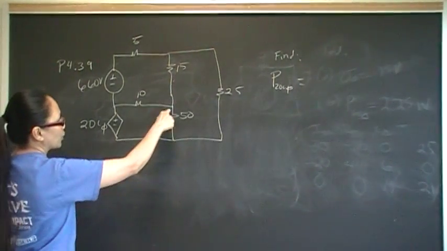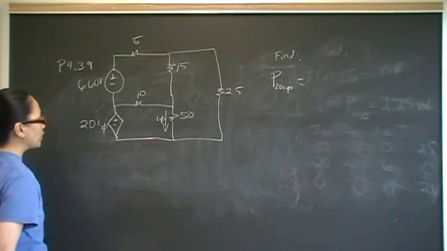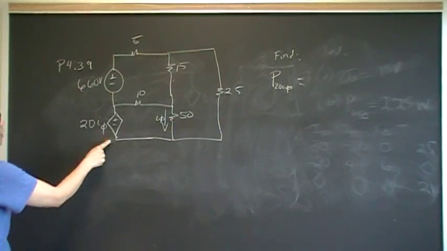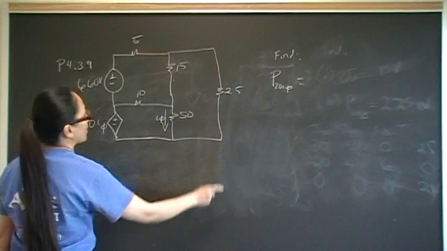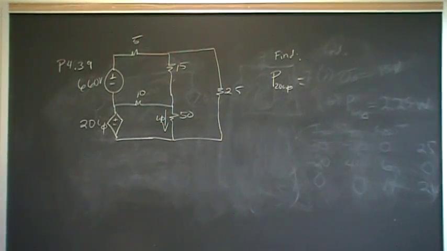And I phi is the current that's going through this 50 ohm resistor, and that's what's controlling this value. So the rest of the resistors are 5, 10, 15, and 25. Okay, so this problem is very solvable by node, but we're studying mesh, so we're going to use mesh to do this.